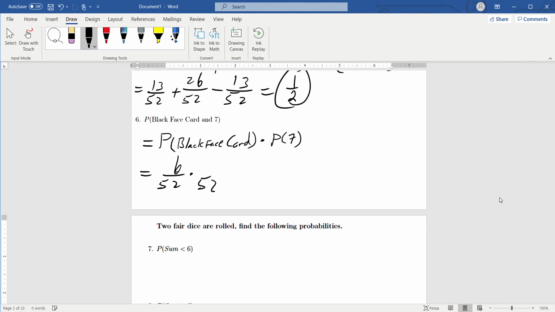And you have 52 cards. Out of 52, how many are 7s? There are 4 of them. Punch this into your calculator, and you'll end up with 3 out of 338.